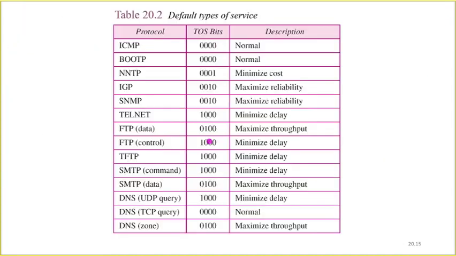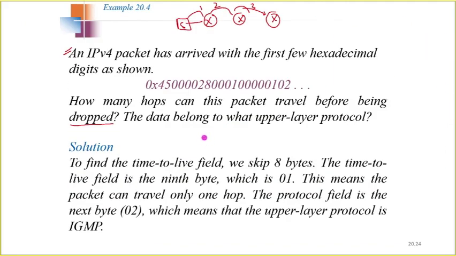Okay, so in the question we need to see this is the first byte, second, third, fourth, fifth, sixth, seventh, and eighth. Because this is a hexadecimal number, 4 and 5 are hexadecimal digits, and each hexadecimal digit has a 4-bit binary representation. So 4 and 5 total will be 8 bits, and 8 bits means 1 byte. Up to here we have seen 8 bytes. So the ninth byte is this one, then the 10th byte is this one.